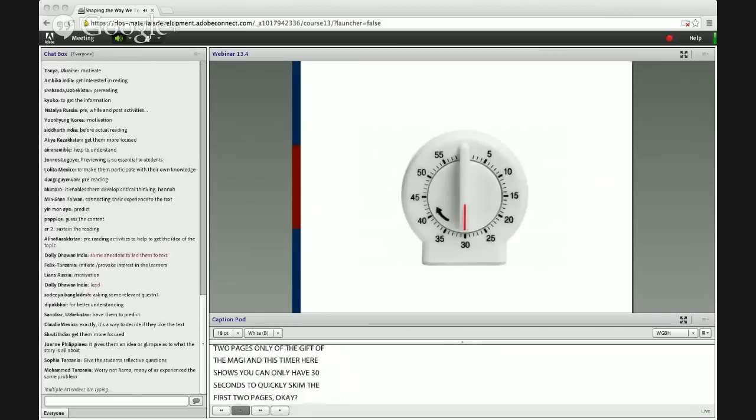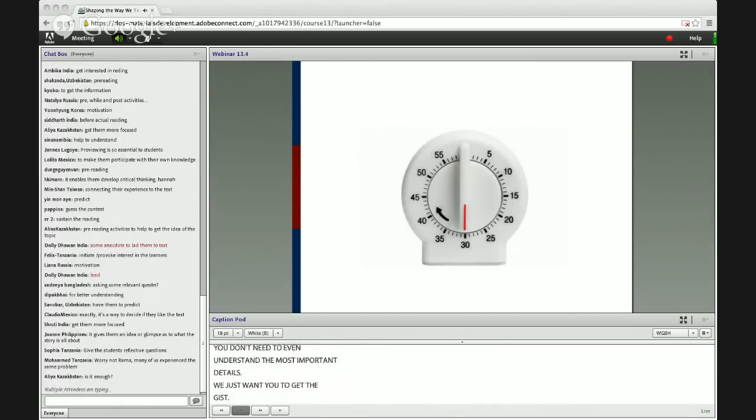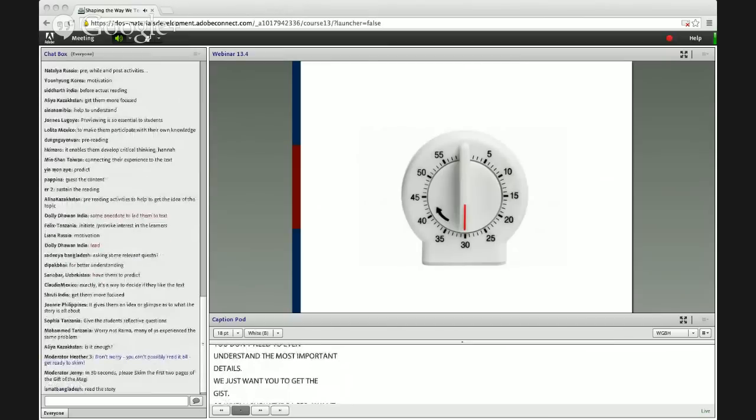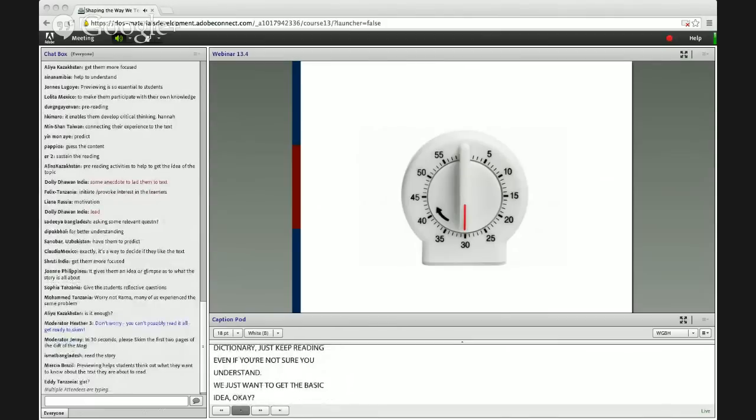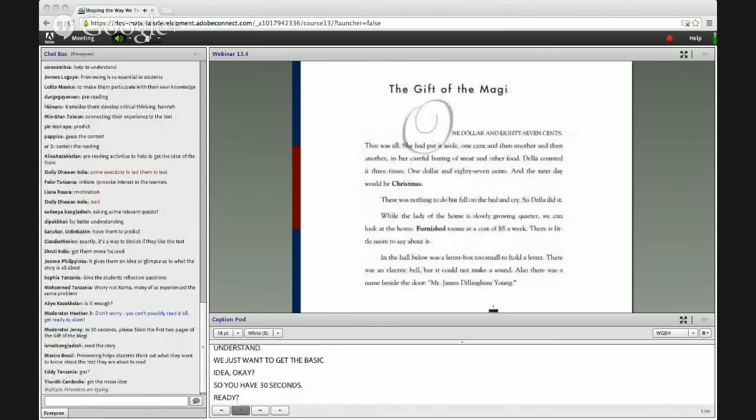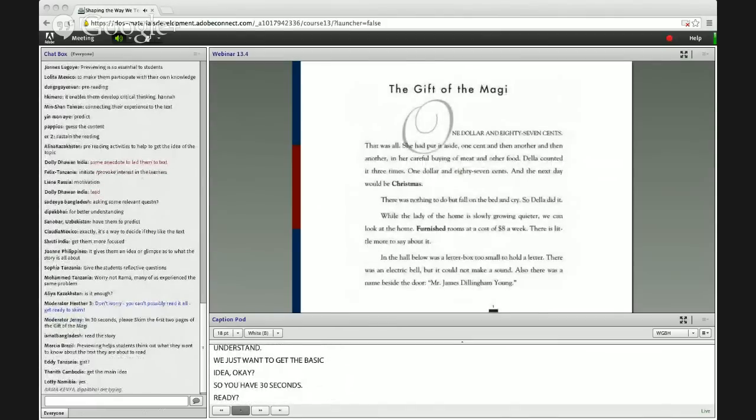You don't have to understand every word. You don't need to even understand the most important details. We just want you to get the gist. So when I show the pages, I want you not to stop. Don't open your dictionary. Just keep reading, even if you're not sure you understand. We just want to get the basic idea, okay? So you have 30 seconds. Ready, set, go. The gist is the main idea.